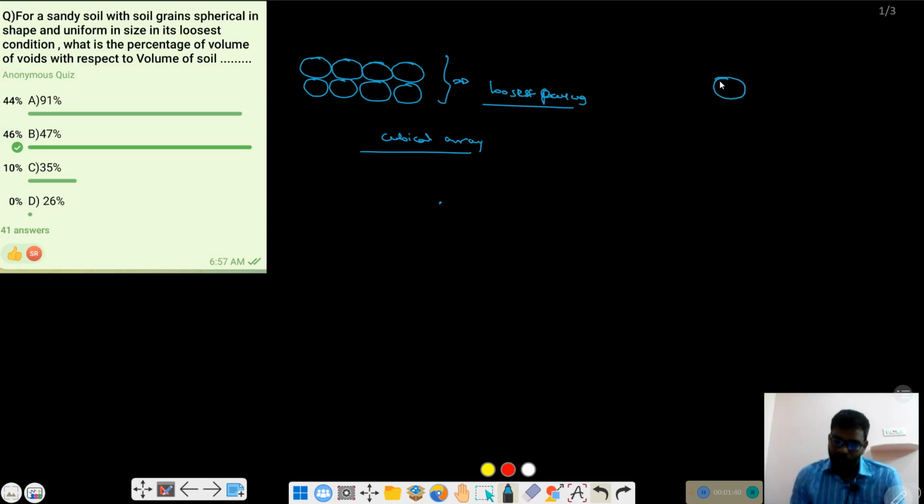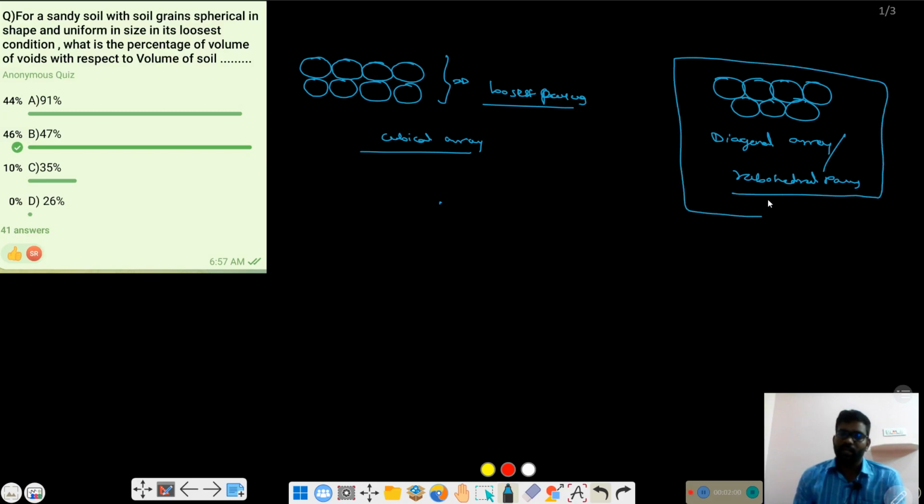And if the spherical solid particles are arranged in this way, this is called a diagonal array or rhombohedral packing. So this will be the densest packing and this is the loosest packing.